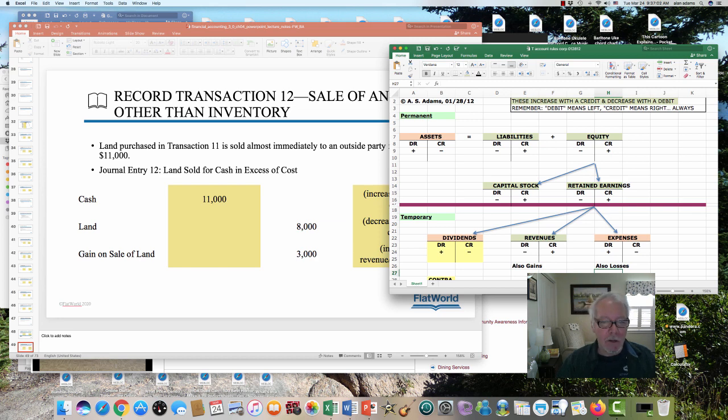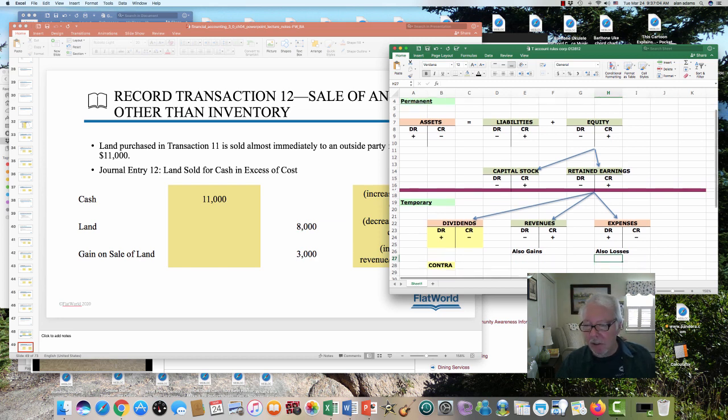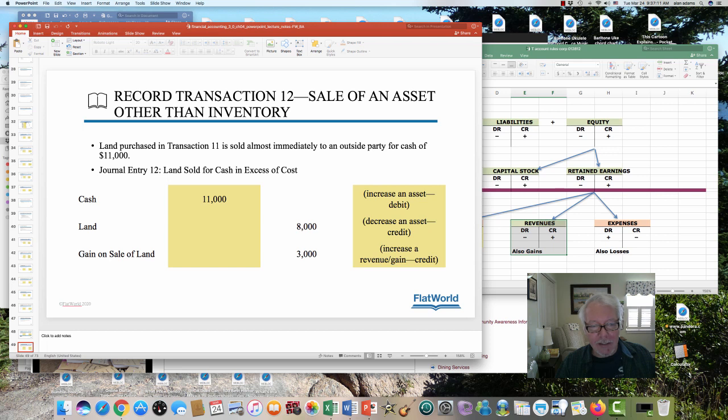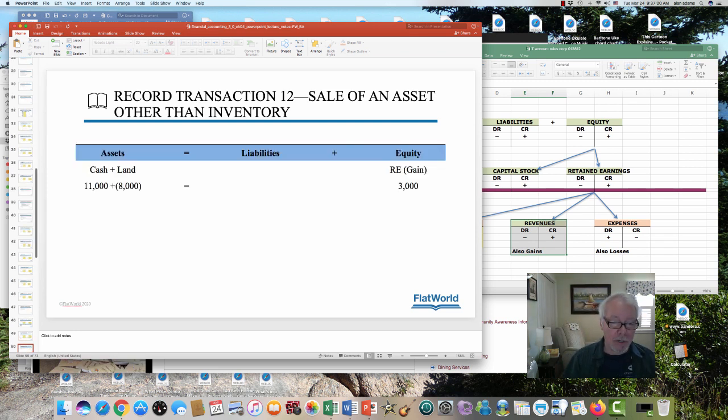Okay? All right, so now, because gains and revenues follow the same rule, it increases with the credit. We're going to credit gain on sale of land. And that increases with the credit, and now my debits and credits all equal. Study that one carefully for me. Two more to go.